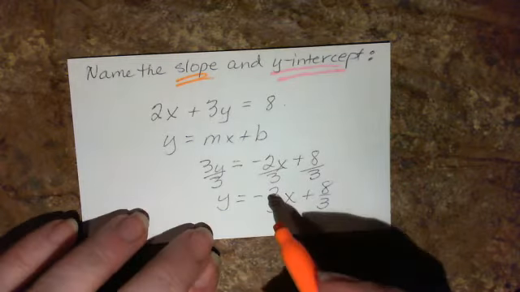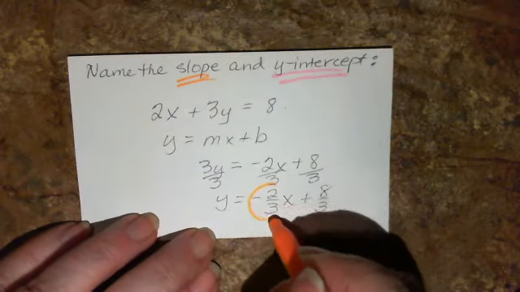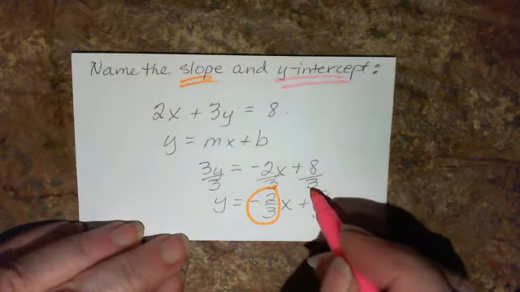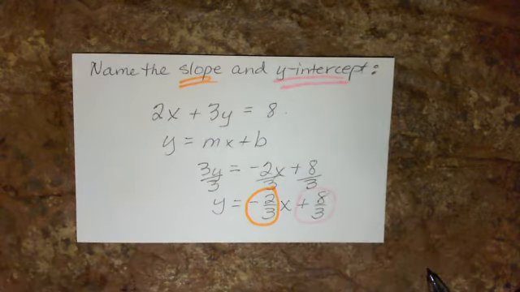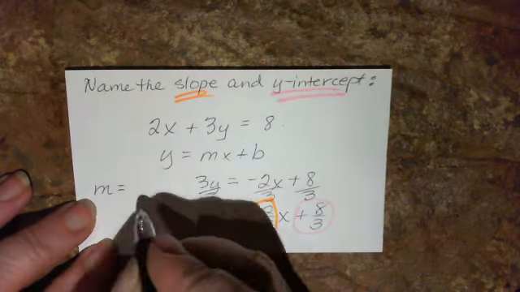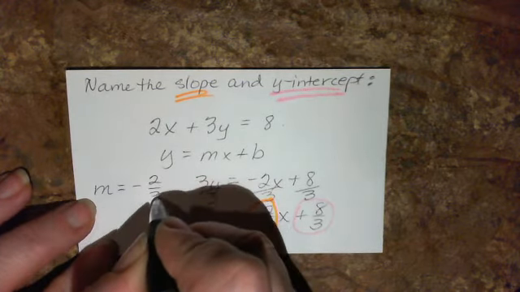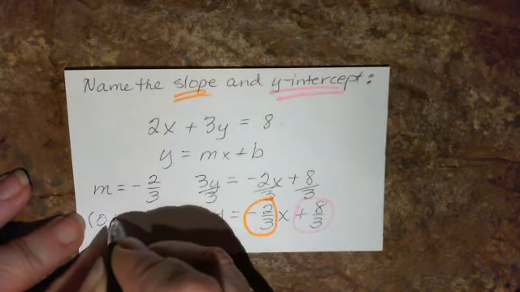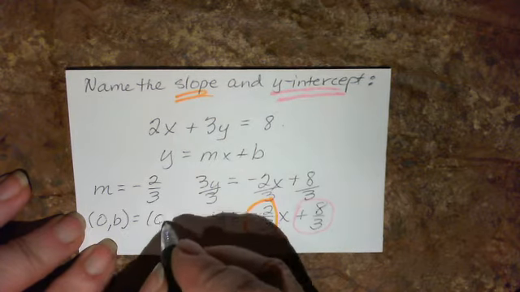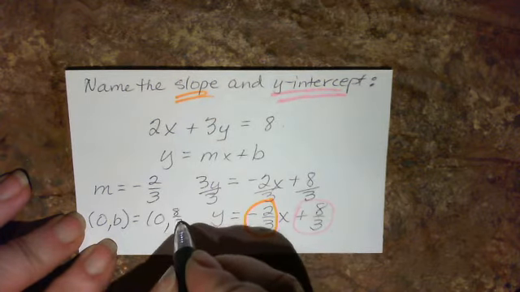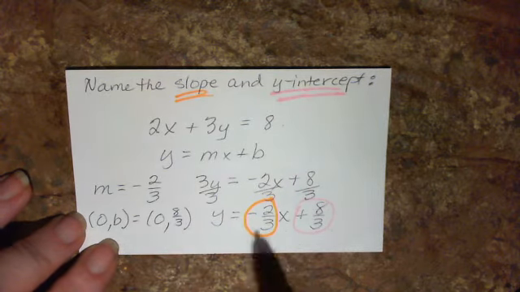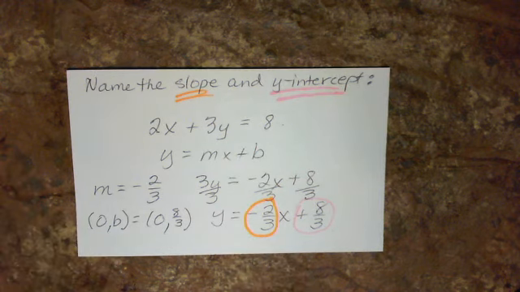So we can now name the slope and the y-intercept. Remember, this is our slope. This is the b value of the y-intercept. So now we could answer the question. Slope, with m standing for slope, is equal to -2/3, and the y-intercept (0, b) is 0 and the value 8/3. Now remember, that's not an easy point to find, but it is the correct y-intercept for this equation.